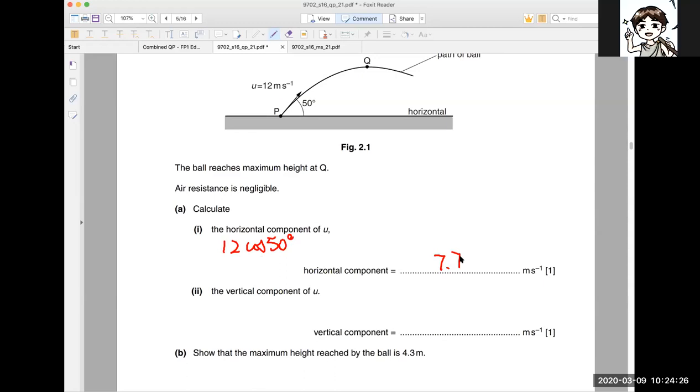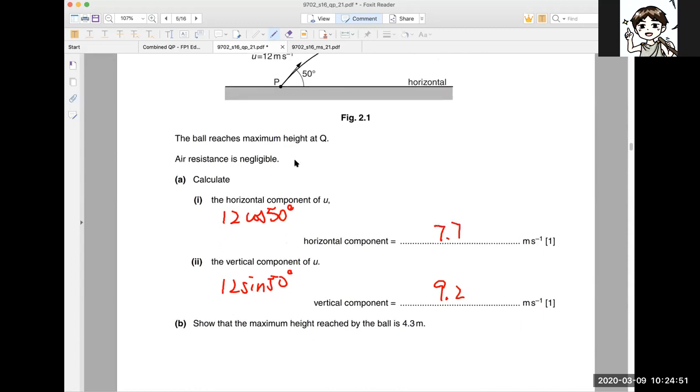For the next question, the vertical component is 12 times sine 50. You need to write me the steps for your homework, to make sure that the maximum height reached by the ball is 4.3 meters.